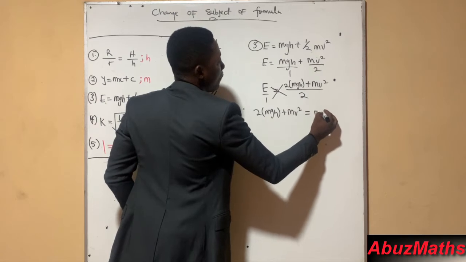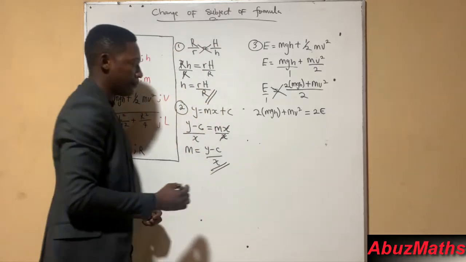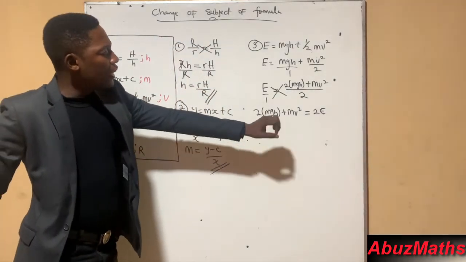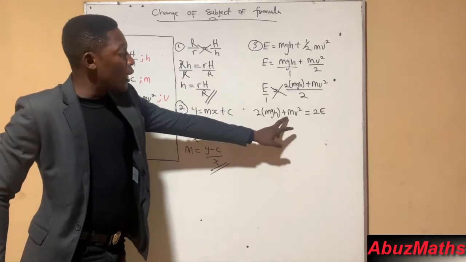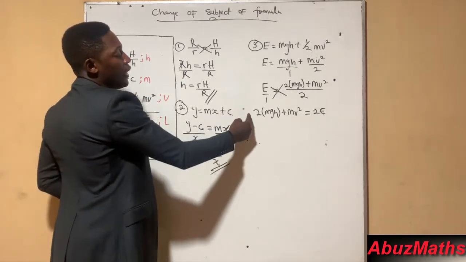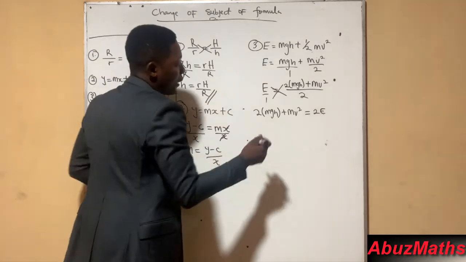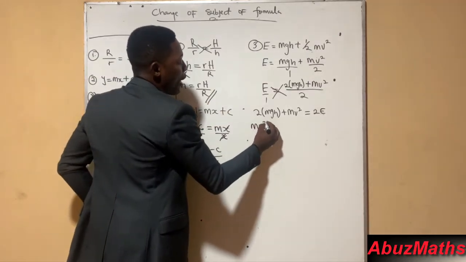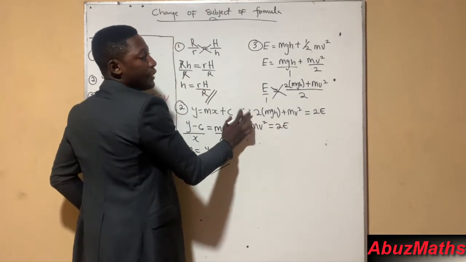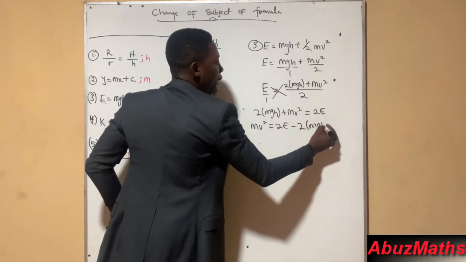If I cross multiply, I have 2mgh plus mv squared is equal to E multiplied by 2, so let me just say 2E. So now I have 2mgh plus mv squared is equal to 2E. There's an addition here because it is plus 2mgh, so I can easily say mv squared is equal to 2E, and the plus 2mgh becomes minus 2mgh.